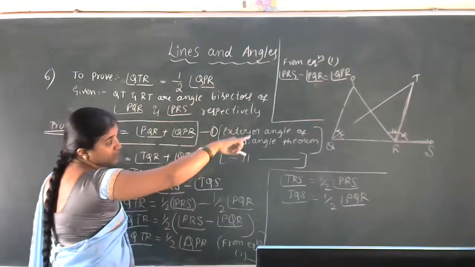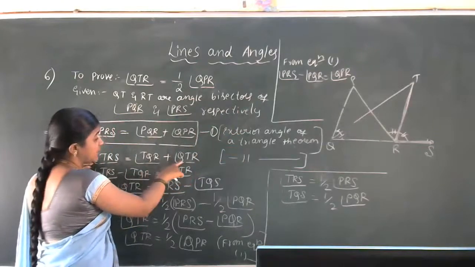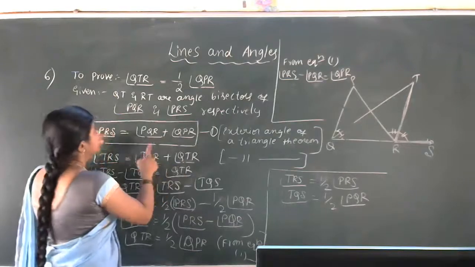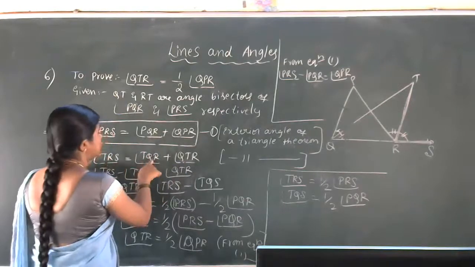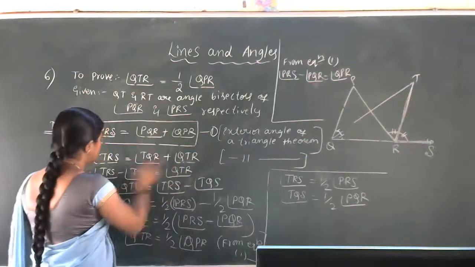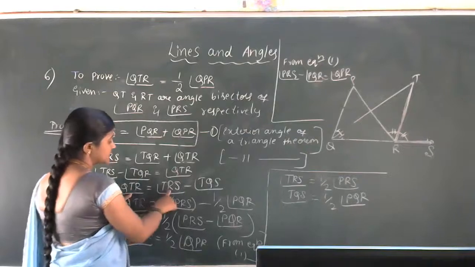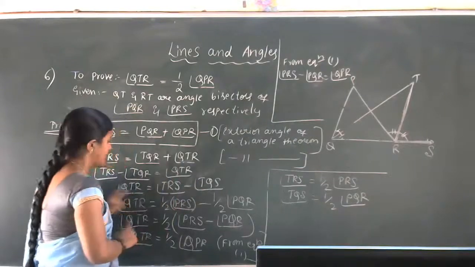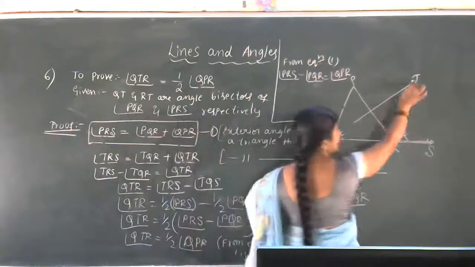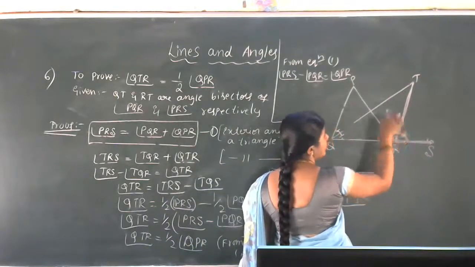Okay, next, the second triangle. For triangle QTR, again we apply the exterior angle of a triangle concept: TRS is equal to TQR plus QTR. Next, we convert this into the form QTR is equal to TRS minus TQR. Now QTR is equal to TRS. Are you observing this TRS? This angle is equal to this.